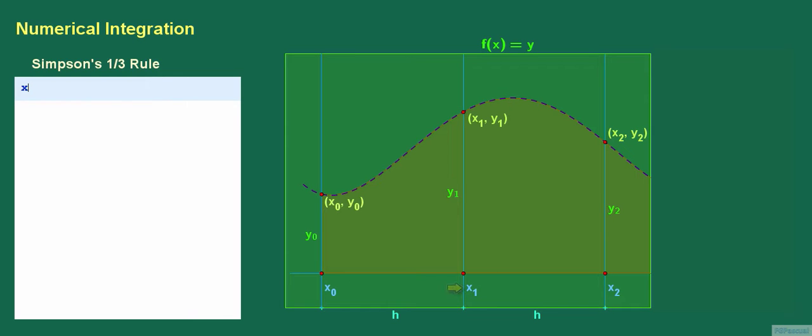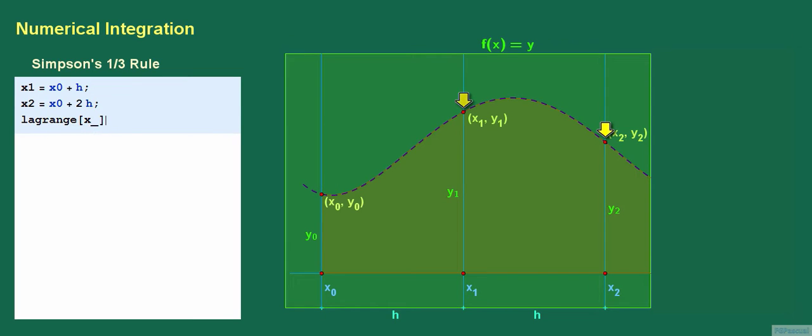First, we define x sub 1 in terms of x sub 0. X sub 1 is equal to x sub 0 plus h. And do the same for x sub 2. X sub 2 is x sub 0 plus 2h. Then we construct the Lagrange polynomial through the points at x sub 0, x sub 1, and x sub 2.